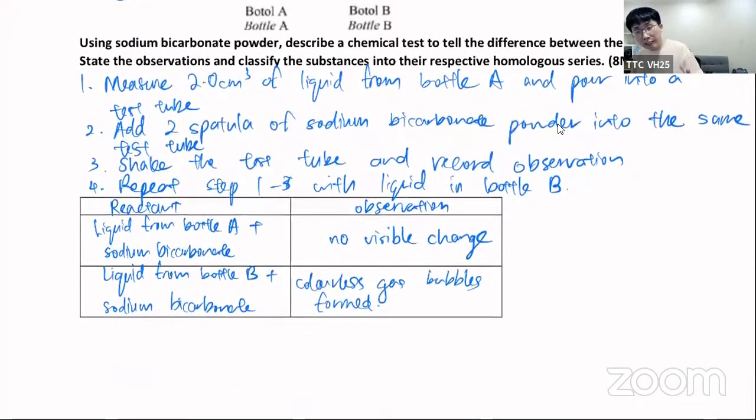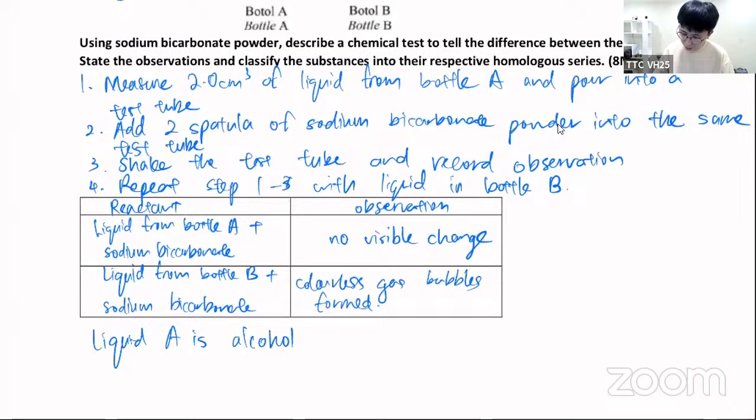And now finally classify them into their homologous series. So you can say liquid A is alcohol. Then we know liquid B is carboxylic acid.